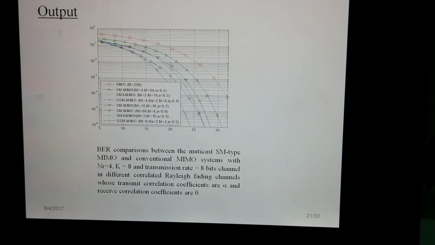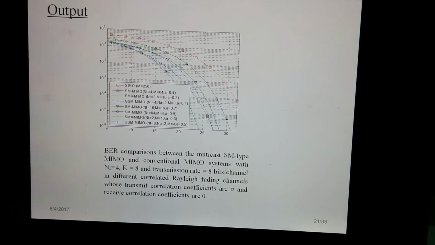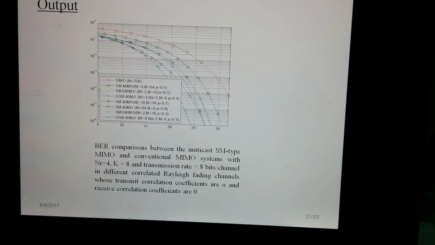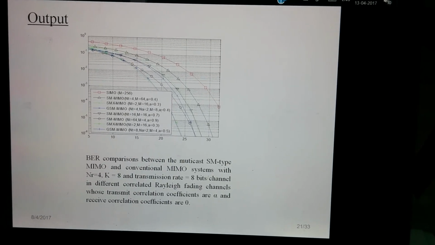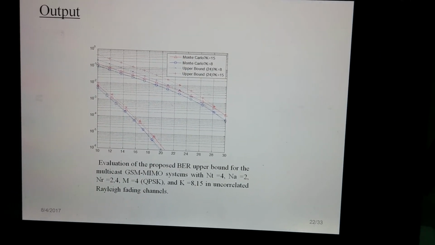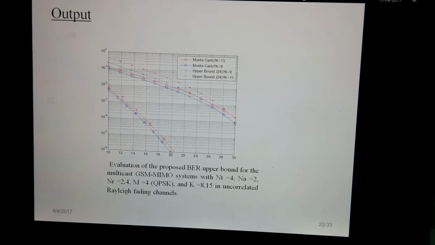BER comparisons between the multicast SM type system and conventional MIMO systems with NR equals 4, K equals 8. This is the same thing but the uncorrelated output with NR equals 2, 4, M equals 4 and K equals 8, 15, NT equals 4 and NA equals 2.